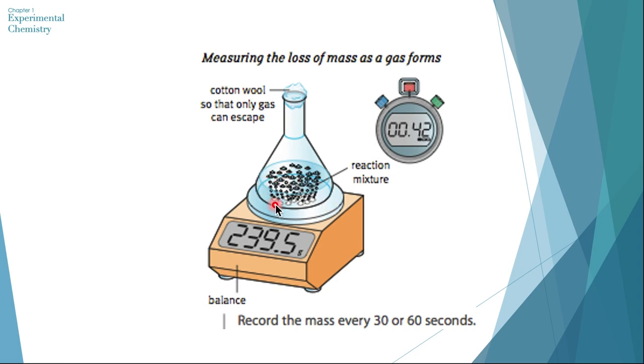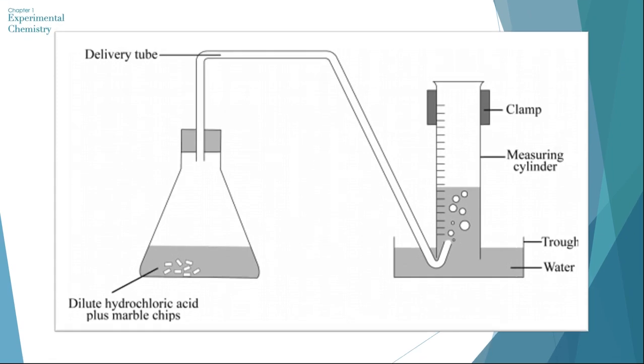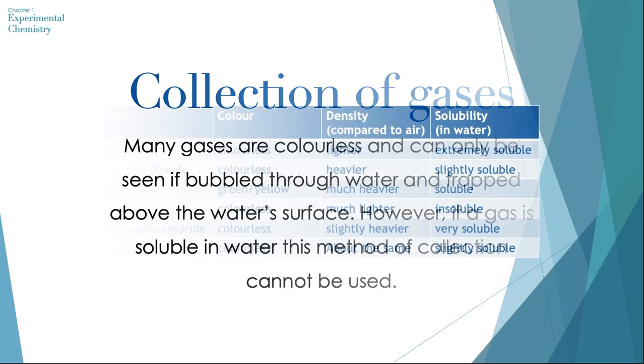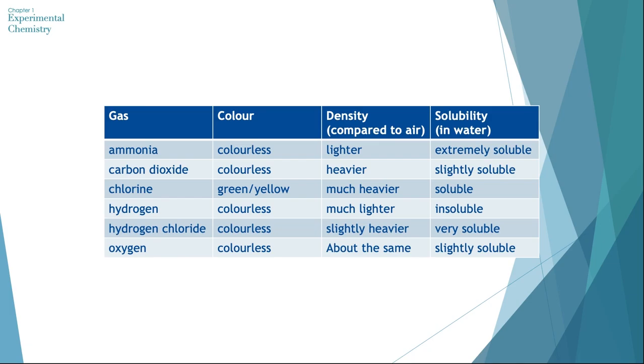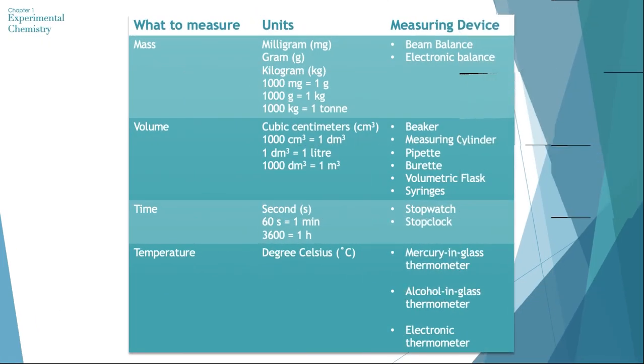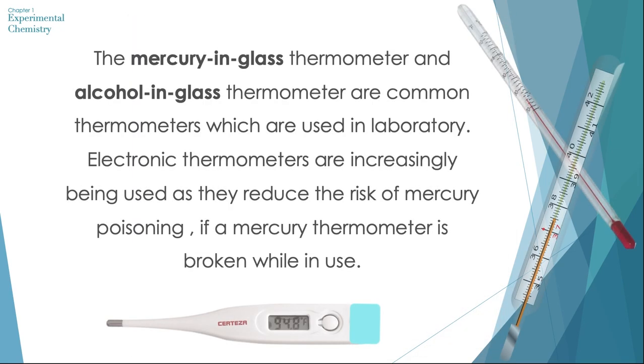So this was it for today's chapter. I hope you've understood how we can measure the rate of reaction and how we can collect gases, the different types of gases and the different methods to collect them. Also mass, volume, time and temperature, their units and their measuring devices. I hope you're going to memorize all of this stuff as well.